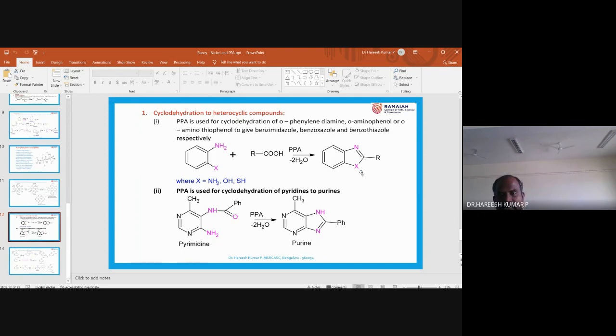It means that with the application of PPA, one can synthesize benzimidazole, benzoxazole, or benzthiazole. So here I am taking one more compound, a substituted pyrimidine. What is pyrimidine? Two nitrogens in a six-membered ring is called pyrimidine. A substituted pyrimidine, more particularly diamino. This is a benzamide, this is the phenyl group, that is the reason it is benzamide. What is the role of PPA? It removes water. How? H2 and O will go out. There will be a double bond formation between this nitrogen and this carbon. What is the product obtained? Purine. Purine can be synthesized starting from pyrimidine by using PPA.